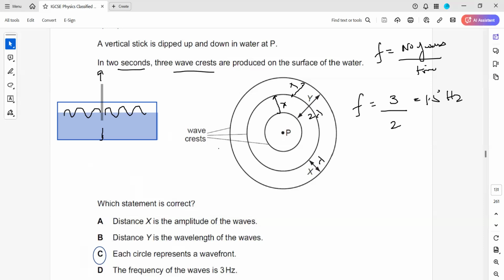Each circle represents the wavefront. Yeah, that's true. Each circle represents the wavefront. And the frequency is not 3, it is 1.5 hertz. That's why C is the right answer.